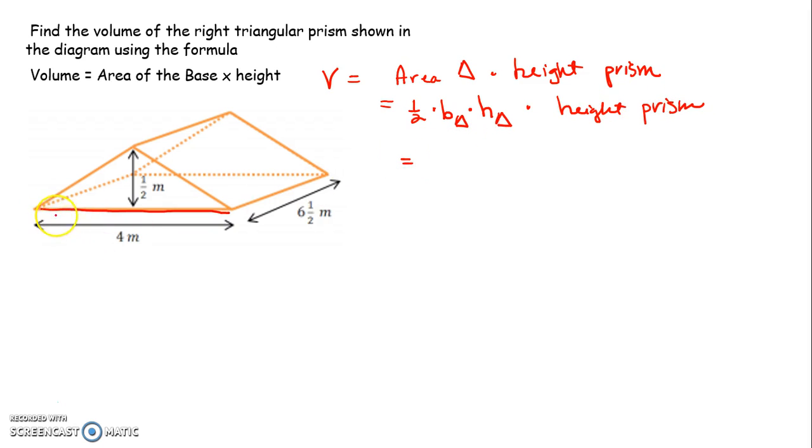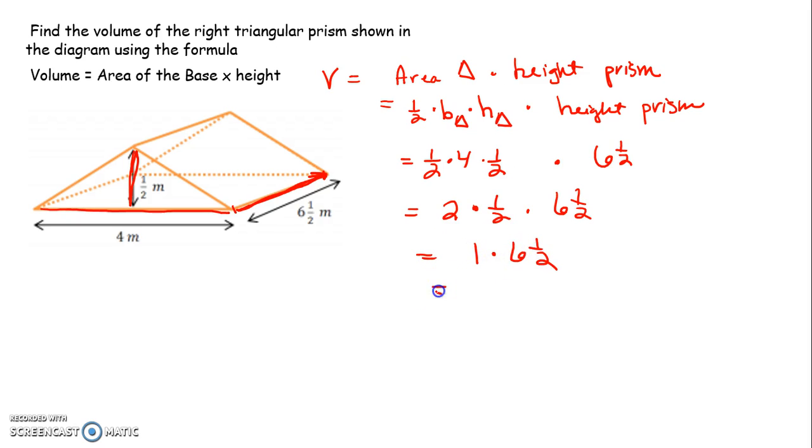If I look at the length of the base of my triangle, it's 4. So that's 1/2 times 4. And the height of my triangle is 1/2. And then the height of the actual prism is how tall it would go if we sat this up on the triangular face. How deep or how tall does our prism go? The height of our prism is 6.5. Now I can multiply this out. Half of 4 is 2, times 1/2, times 6.5. Half of 2 is 1. 1 times 6.5. So the volume of this triangular prism is 6.5 meters cubed. Meters times meters times meters is meters cubed. Volume is how many cubes would fill up that space. It would be 6.5.